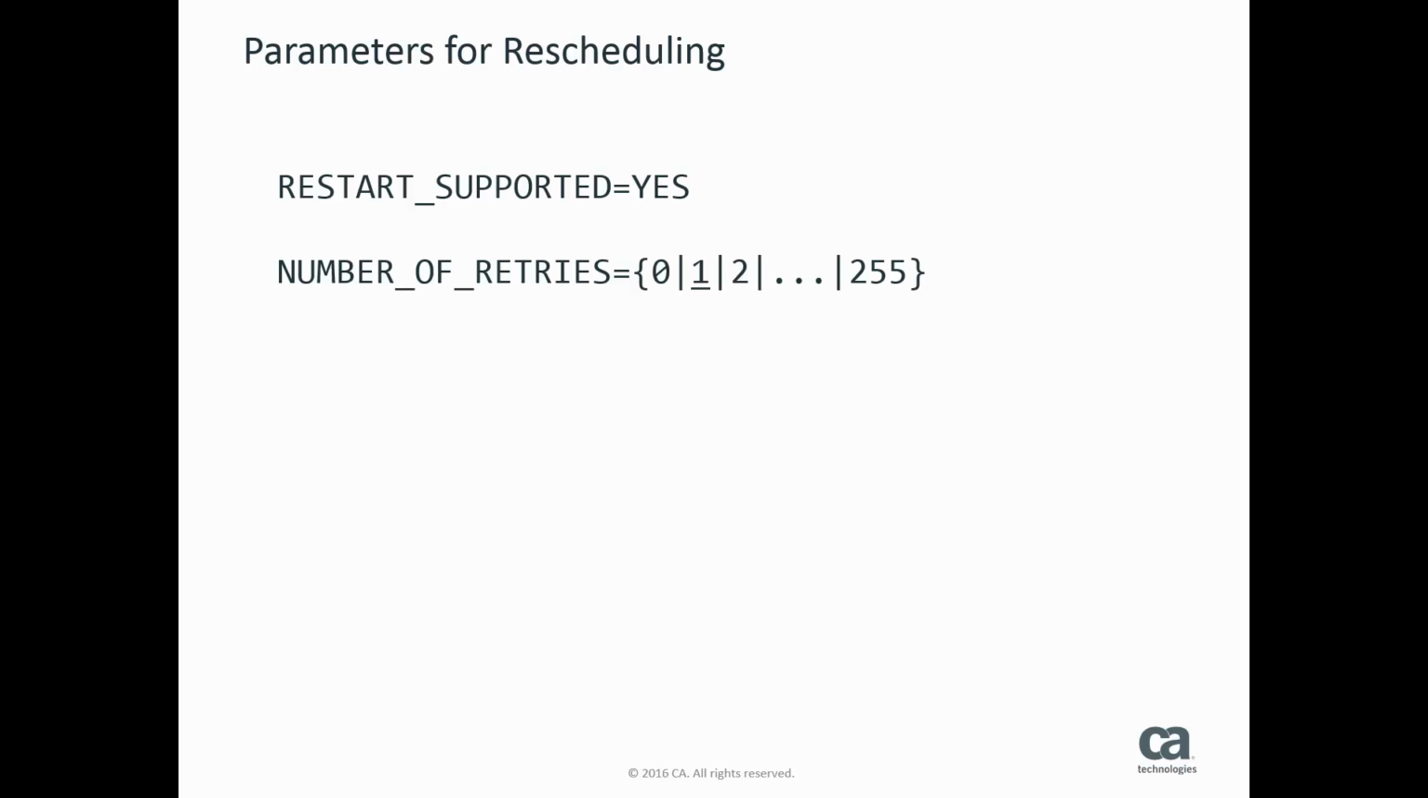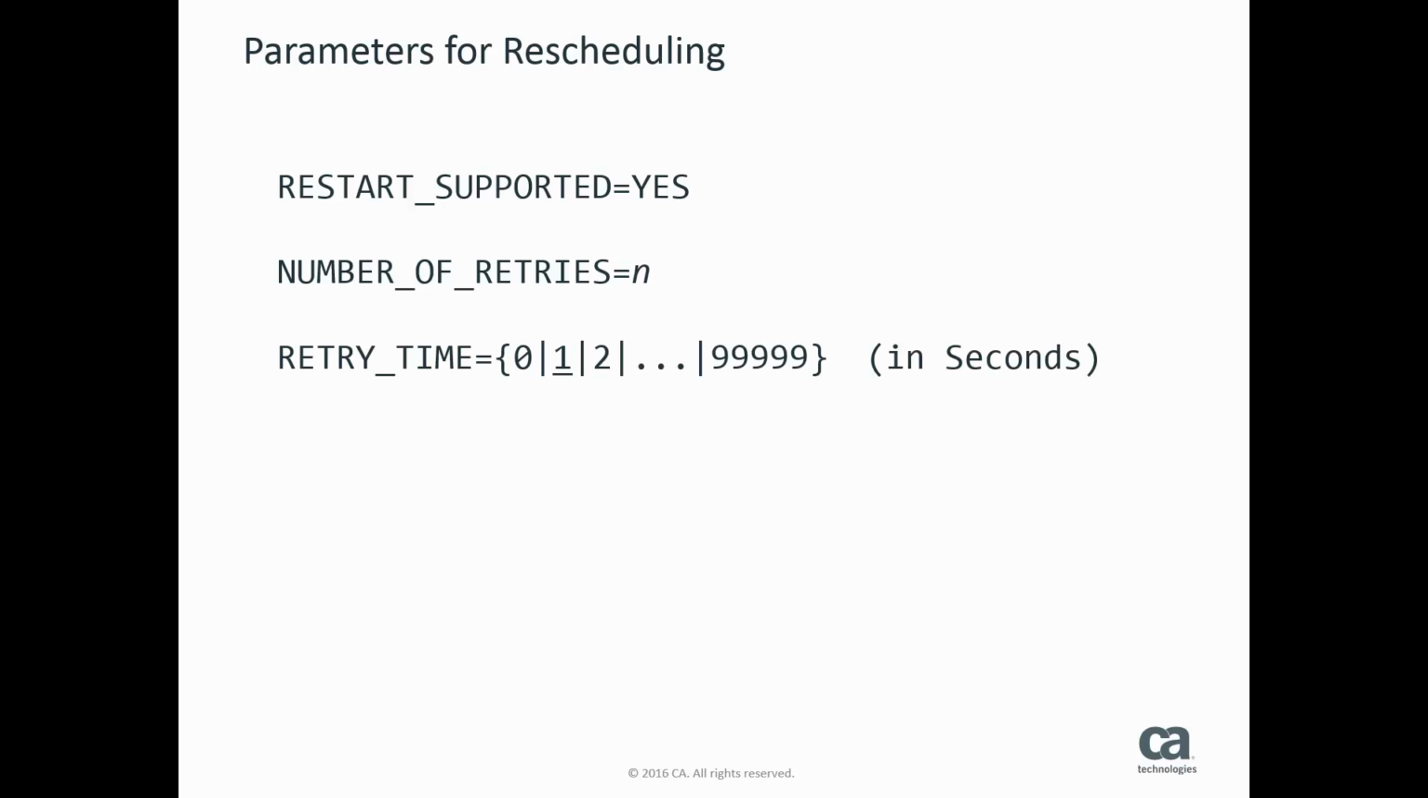If a transfer fails and is scheduled for restart, you need to specify how often it should be restarted. That number is provided in parameter number of retries. That number can be from 0 to 255, with 1 being the default value. Specifying 0 indicates that the transfer should not be retried.